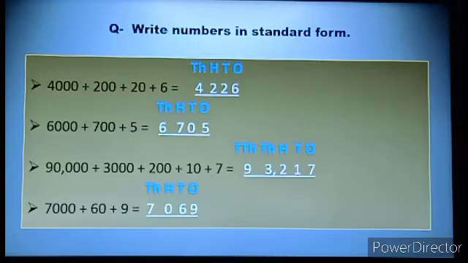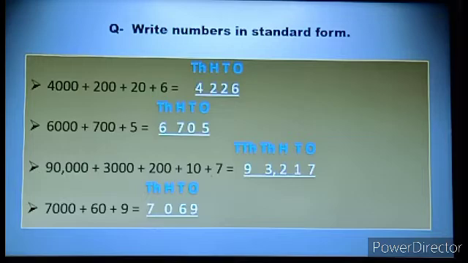6705. If you don't put the 0 and you write 5 in the place of 10, it becomes 675. That is wrong, because the question is given as 6000 plus 700 plus 5. So the number should be 4 digits only. Okay, so don't make this mistake.